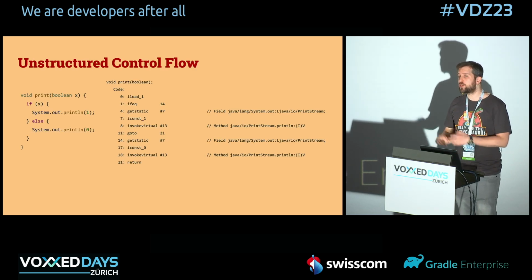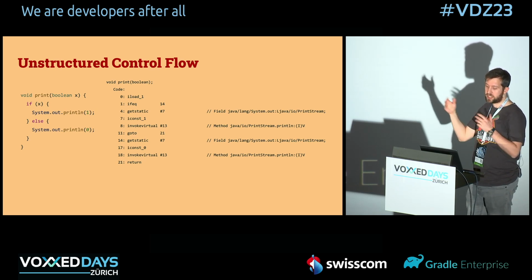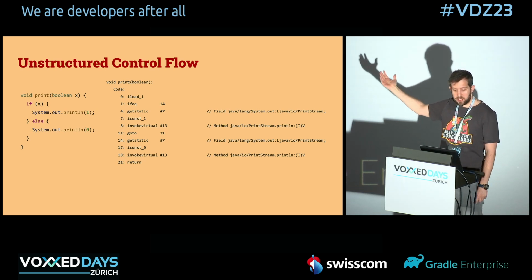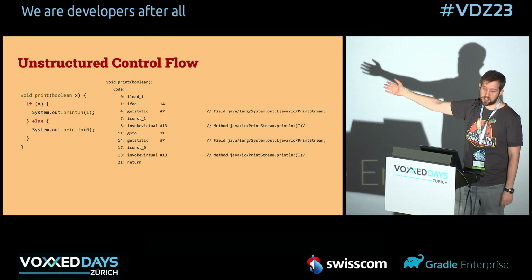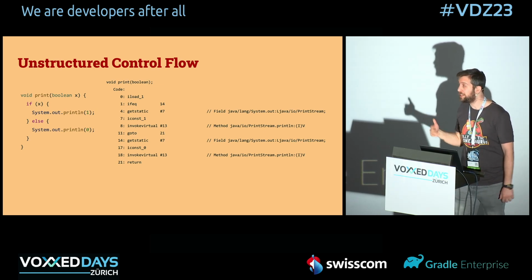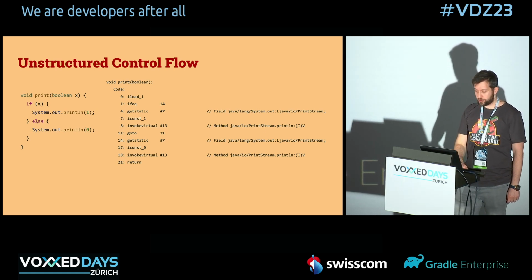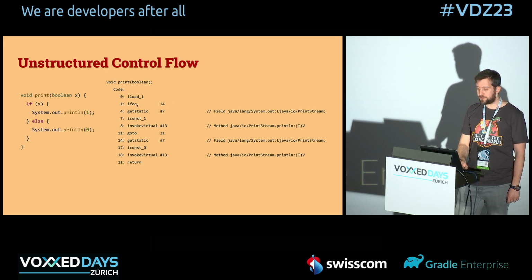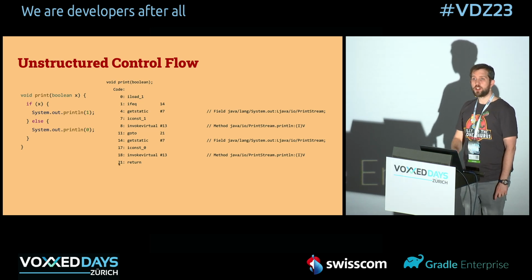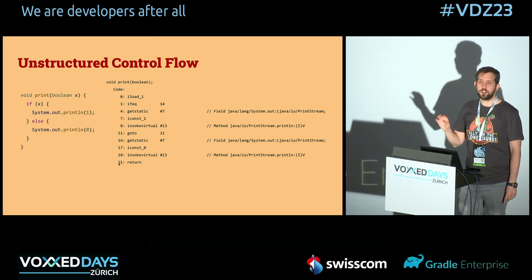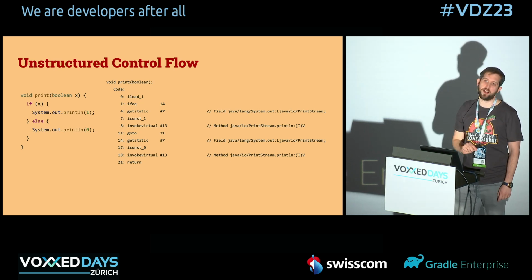An example of structured and unstructured control flow. Let's say you have this function print. If x is true, it prints 1. Otherwise, it prints 0. Not particularly interesting. But what I wanted to show you is that the control flow has unstructured jumps. If equal, jump to 14. Otherwise, go to 21. So go to line 21. So these are unstructured jumps. You can jump to anywhere in the body of that program.